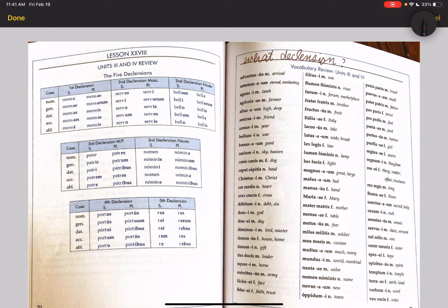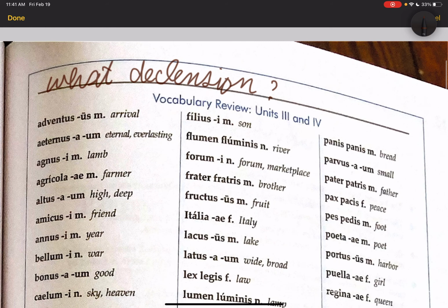All right, so let's look at it. Adventus. We see the us ending, and that tells us that this one is in the 4th declension. So it will be declined us, us, ui, um, u, us, ibus, ibus. The next one is an adjective, so it doesn't belong to one declension. Instead, it has the endings of the 1st and 2nd declension. Then we have agnus, agni. All nouns whose genitive singular ends in i are 2nd declension. So this one is 2nd declension.